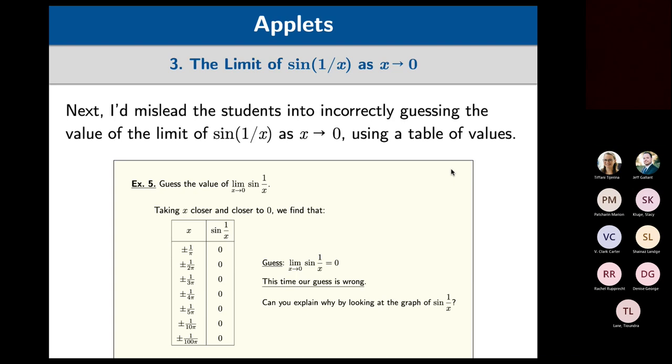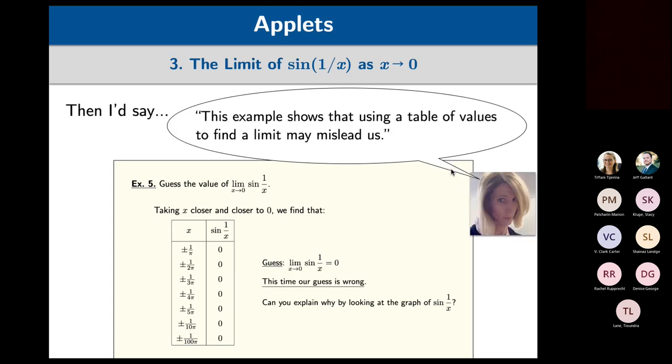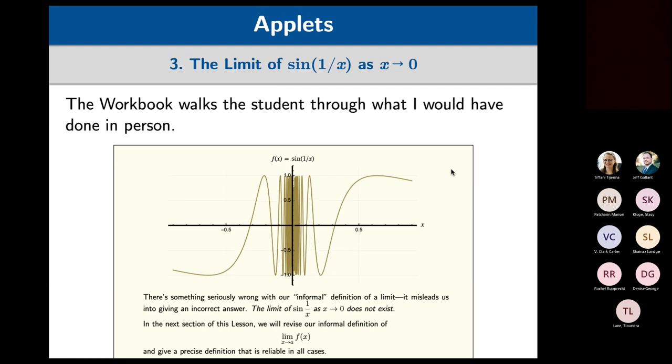In class, the next step would be to mislead the students into incorrectly guessing the value of a certain limit. The point of this example is to demonstrate that we need a formal definition of the limit. The informal definition can be misleading. The workbook again walks the student through what I would have done in person.